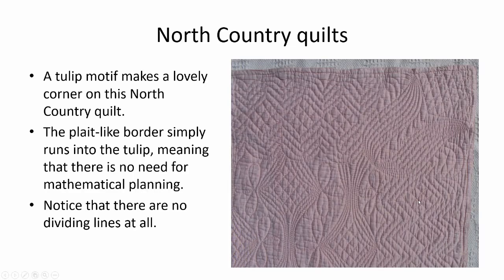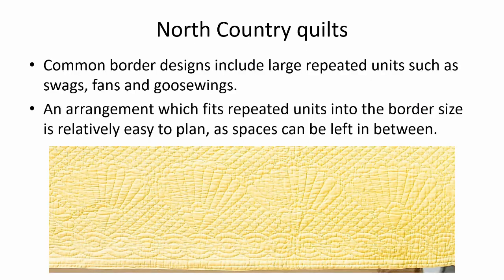The border is a design related to a plait, and then we just have this large tulip which goes over the top of them and avoids the need for that plait to turn the corner. Notice the difference between this and the Welsh quilts. There are none of those square lines making the box at the corner. You don't find these dividing lines at all on North Country quilts after the turn of the 20th century. What you do find is all the motifs just flow into one another, often with this background quilting pattern of square diamonds.